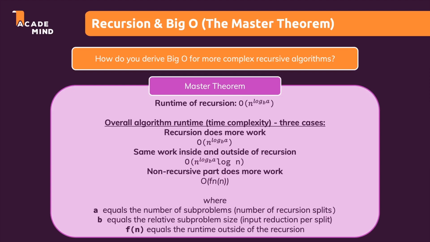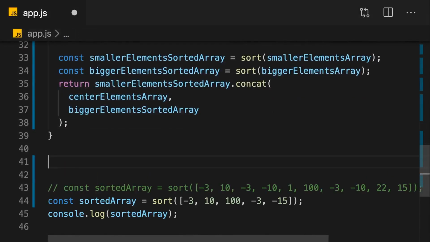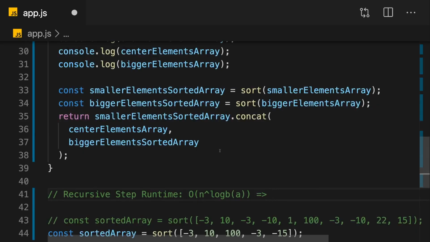So let's do that step by step for our problem now. Let's derive the recursive step runtime here. And that's done with that first formula on the slide, which was O(n) at the power of log b of a. Let's write it like this maybe. So, what would this look like here?